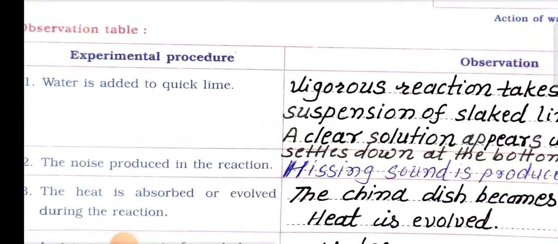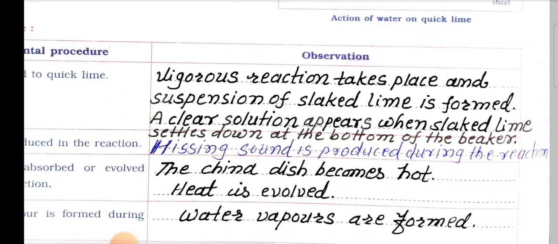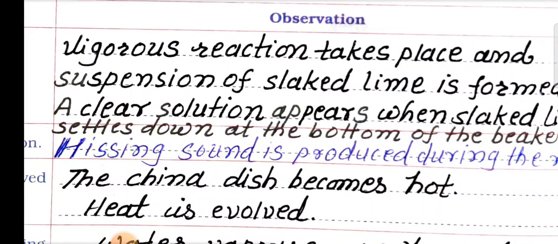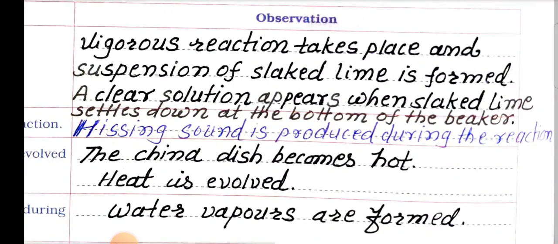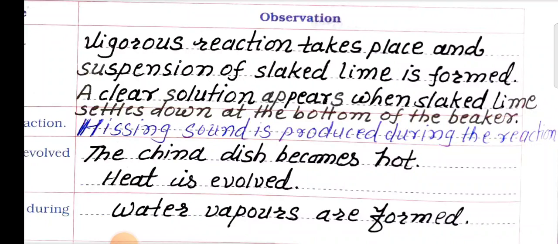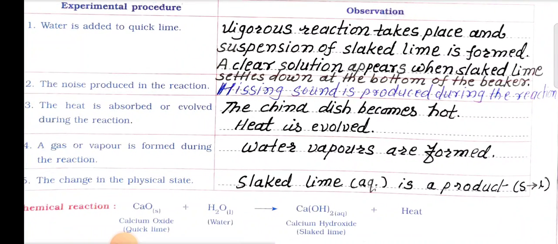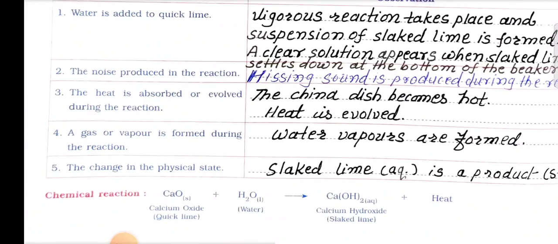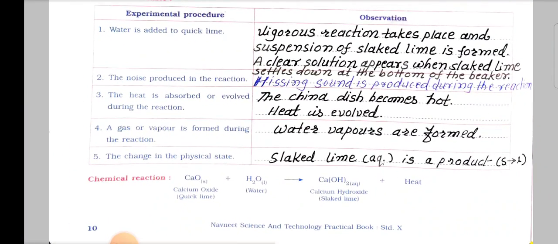Procedure as follows here. Now the observation table, which is more important. A vigorous reaction takes place and a suspension of slaked lime is formed. A clear solution appears when slaked lime settles down at the bottom of the beaker. The China dish becomes hot. Heat is evolved. Water vapors are formed, and there is a change in the physical state; slaked lime is a product.